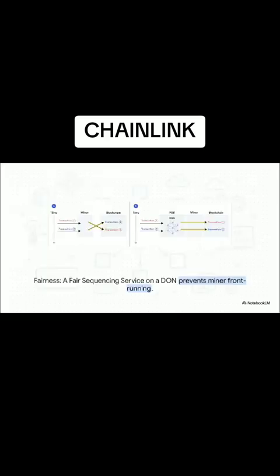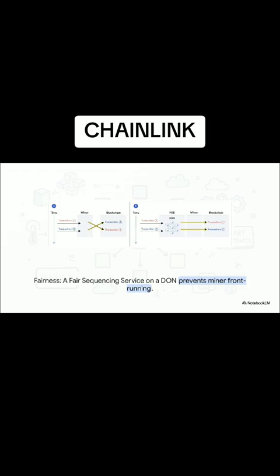Okay, let's talk about fairness. One of the dirty little secrets of DeFi is a problem called front running. As you can see in panel A, a miner or a validator can see your transaction coming, and they can actually reorder the transactions to profit at your expense. It's not great. But check out panel B.